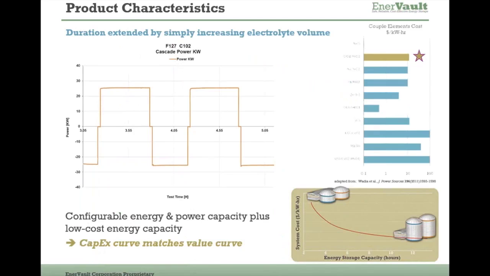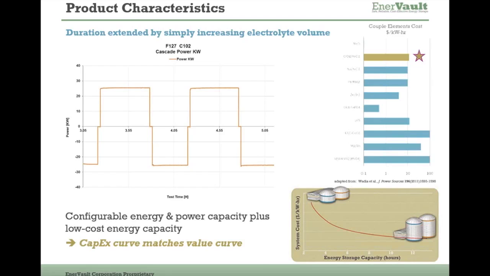So the characteristics are shown here in this discharge curve, where the system delivers constant power for as long as electrolyte is fed into the system. So if you have more electrolyte, as you see in the bottom right, extending the hour duration, you just basically would keep delivering the electrolyte to the stack set, the engineered cascade, and you would have that sustained power going for longer and longer periods of time.